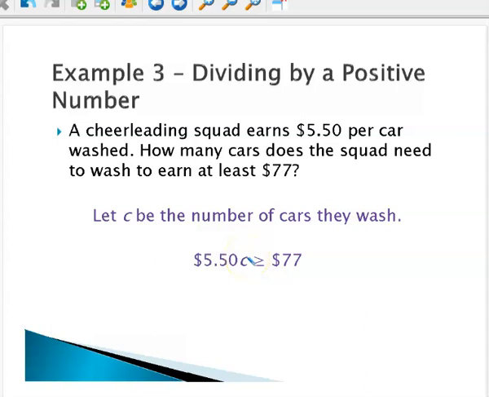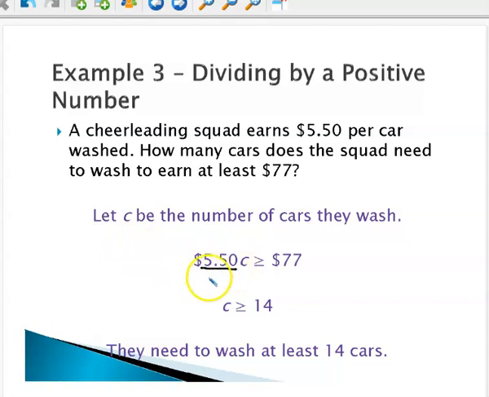So to solve this equation, we just need to divide by $5.50 on both sides to get to the 14 cars. Okay, so at least 14 cars. If they wash more, obviously they'll make more than $77. Okay, so let's see what else we got here. Let's try another one.